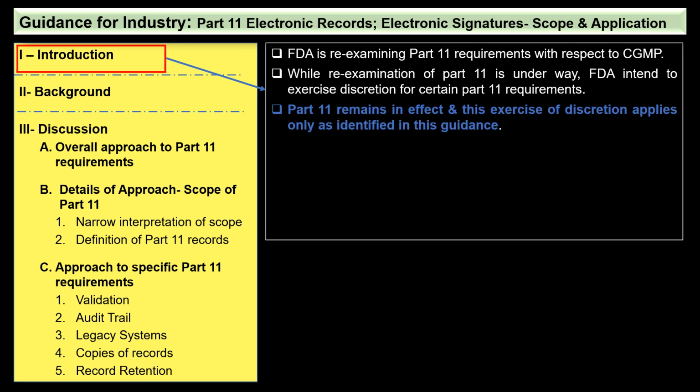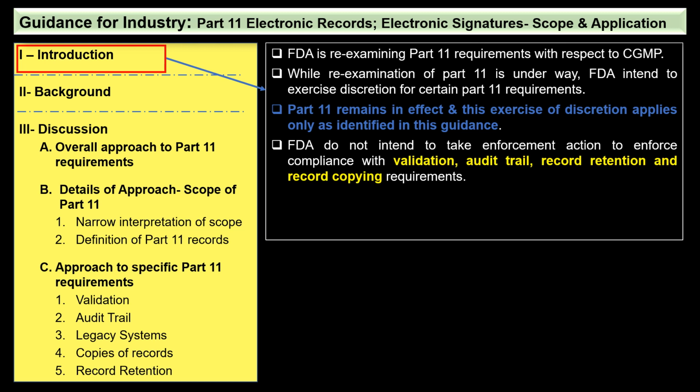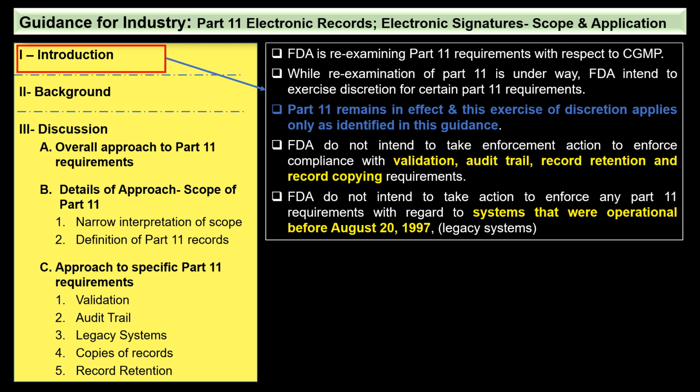It should be noted, however, that Part 11 remains in effect, and this exercise of discretion applies only to the identified aspects in this guidance. And FDA does not intend to take enforcement action to enforce compliance specifically related to validation of the computerized system, audit trail, record retention, and record copying, as well as they do not intend to enforce the systems that were operational before August 1997. These are specifically referred to as the legacy systems. So the agency has given discretion mainly with reference to validation of the computerized system, audit trail, record retention, record copying, and the legacy systems.